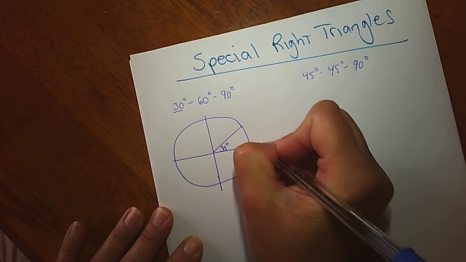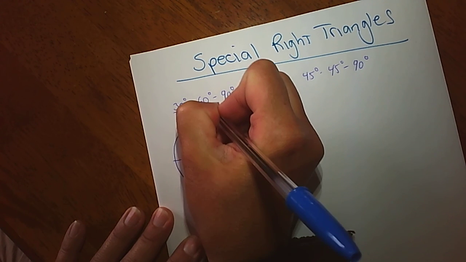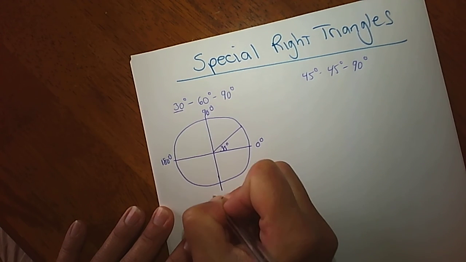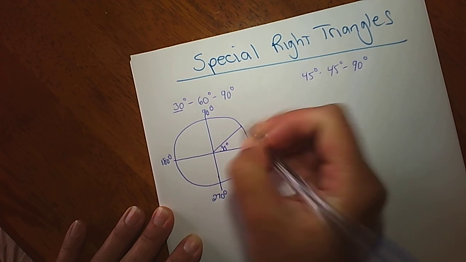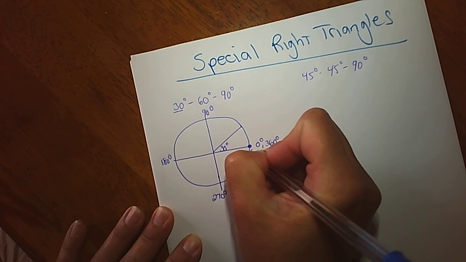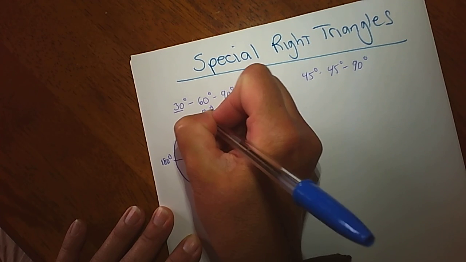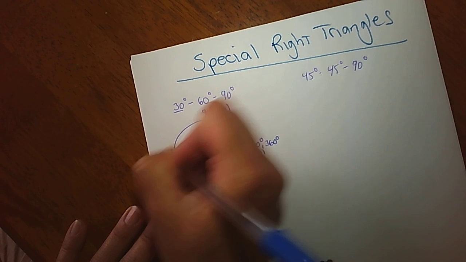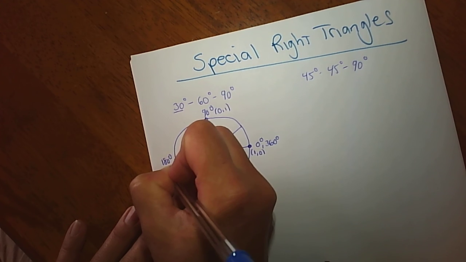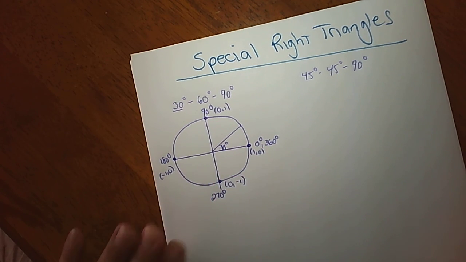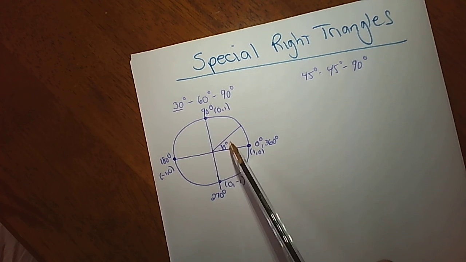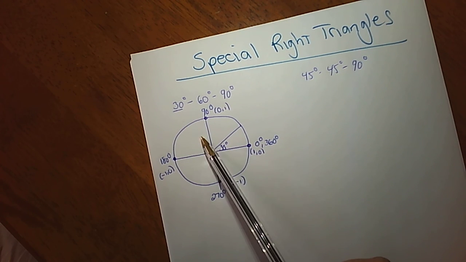So what we know is this is 0, 90, 180, 270, and 360. Right? And on the unit circle, we know that this point right here is 1, 0. This point here is 0, 1. This point here is negative 1, 0. And this point here is 0, negative 1. So what I did was I drew a 30-degree angle on the unit circle.